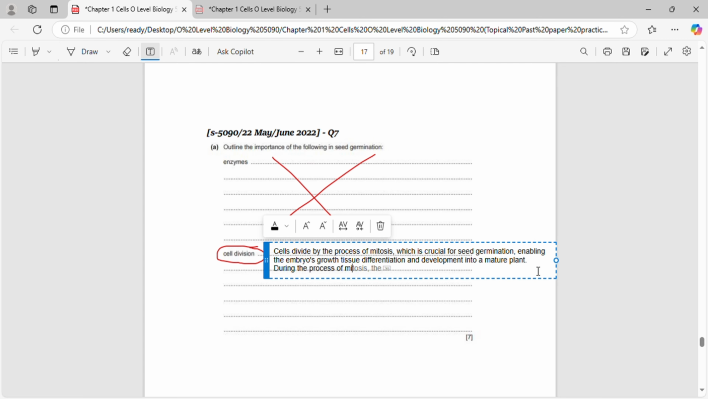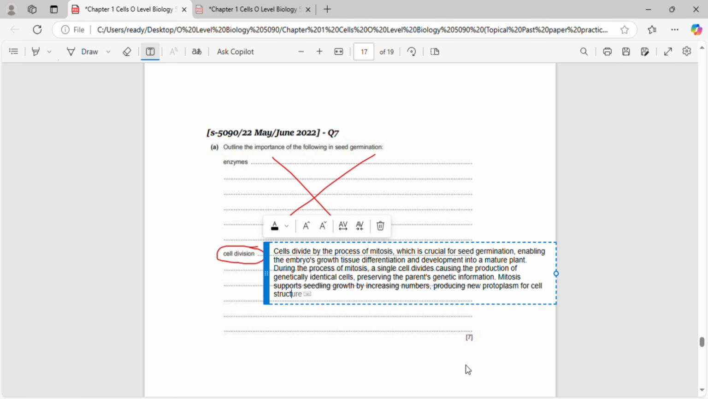During mitosis, a single parent cell divides, producing genetically identical daughter cells. This process ensures that the genetic information of the parent is preserved, maintaining consistency in the plant's genetic makeup. Mitosis is essential for seedling growth, as it allows for an increase in cell numbers. This increase provides the necessary protoplasm for the formation of new cell structures. As new cells are produced, they acquire specialized functions that are crucial for overall cell function and development.